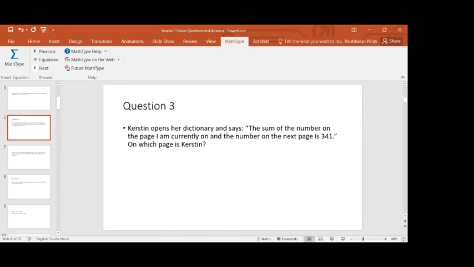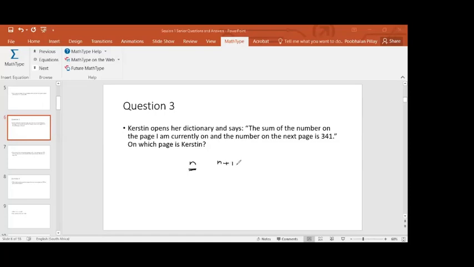Question 3 says that Kirsten opens her dictionary and says that the sum of the number on the page I'm currently looking at and the number on the next page is 341. So on which page is Kirsten? Well, it's quite clear. She's looking at a certain page and she's looking at the next page.